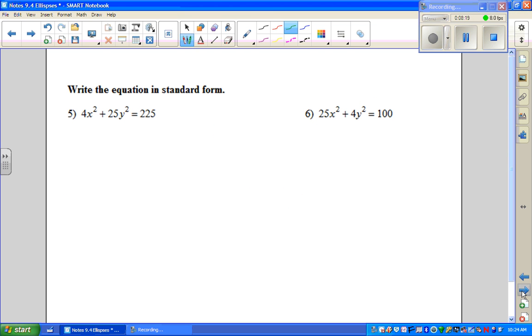Now, writing the equation of ellipses in standard form. Now remember, standard form is x minus h squared over a squared plus y minus k squared over b squared is equal to 1. All right, this is the important part here, equals 1. So to turn this into standard form, what I would actually do to turn this into 1 is I'd divide this by 225, I'd divide this by 225, and I would divide this by 225.